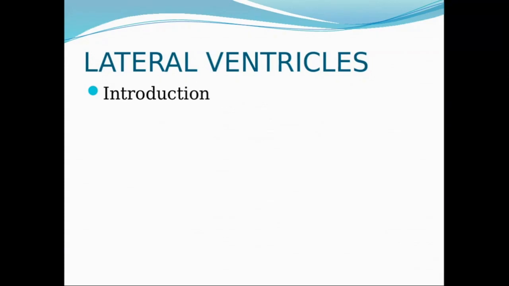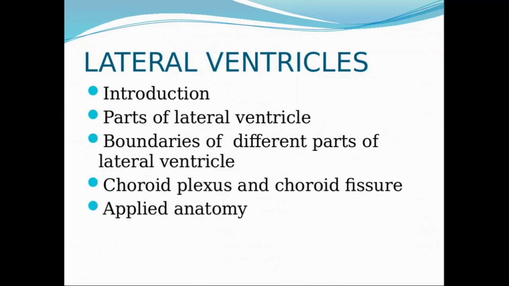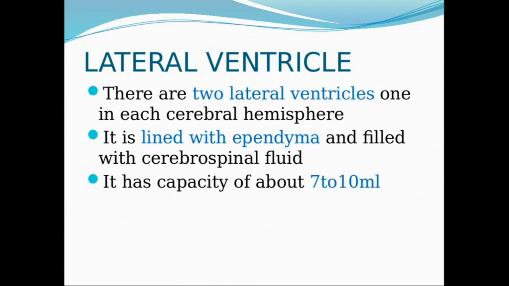Lateral ventricles we will see under the following headings: introduction, parts of lateral ventricle, boundaries of different parts of lateral ventricle, and its choroid plexus and the fissure, and also the applied anatomy. There are two lateral ventricles, one in each cerebral hemisphere. It is lined with ependyma and filled with cerebrospinal fluid. It has a capacity of about 7 to 10 ml.